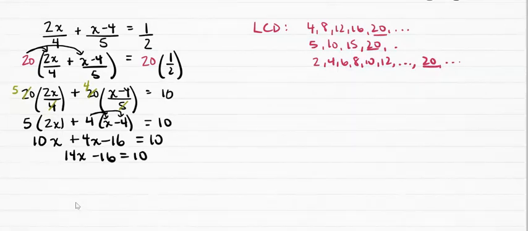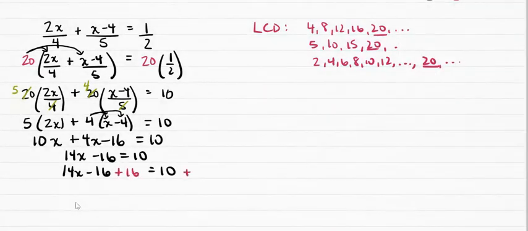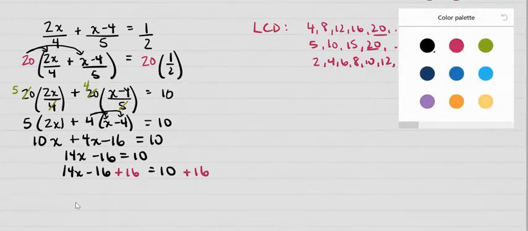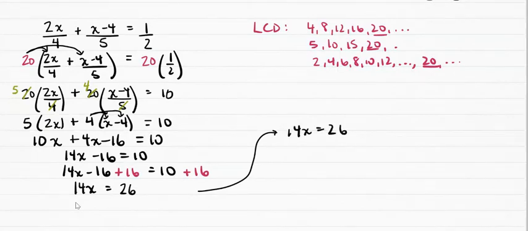And then to isolate the x term, we're going to add 16 to both sides of the equation. So add 16 to the left and add 16 to the right. And then that leaves us with 14x on the left. Negative 16 plus 16 makes a 0 pair, so that's 0. And 10 plus 16 on the right gives 26. Just for a little more space, we'll move over here. So 14x equals 26. We can divide both sides by 14 to get x by itself.